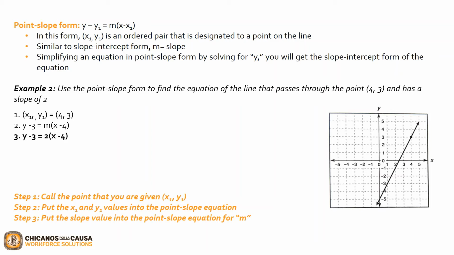Now that we have that, we can further reduce it. We want to get rid of those parentheses. In order to do that, we're going to multiply 2 times x and 2 times -4. That gives us y minus 3 equals 2x minus 8. And of course, to isolate that y, we're going to want to get rid of that -3. So we're going to add 3 to both sides, giving us a final answer of y equals 2x minus 5.